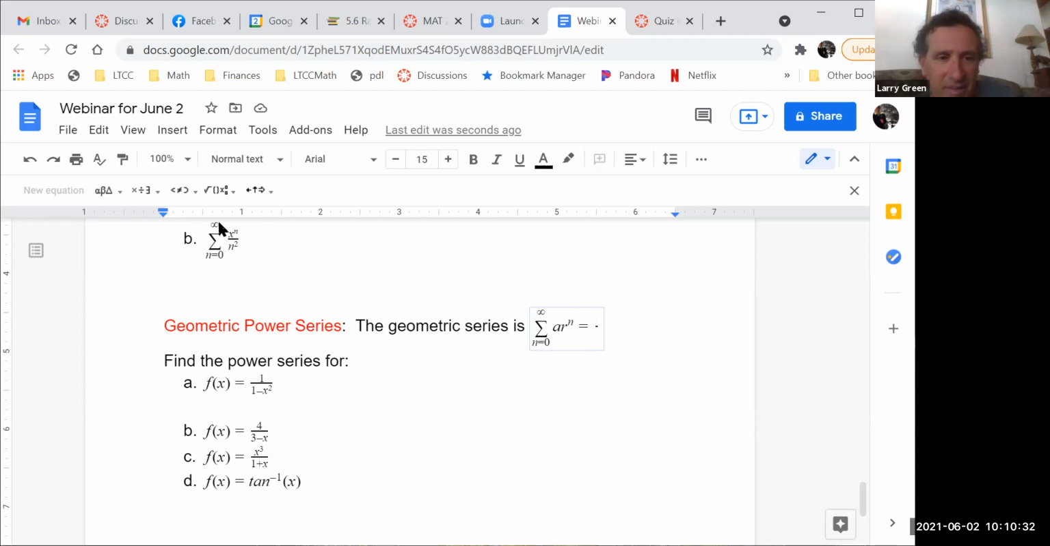So who remembers the formula? What's a geometric series, summation n equals 0 to infinity, a times r to the n? I don't see y'all jumping in. It was a formula we had a while back. It was a over 1 minus r. Does that ring a bell? Hopefully it does. So the idea is if you have a function that kind of looks like a over 1 minus r, with different letters maybe, we can turn it into a series.